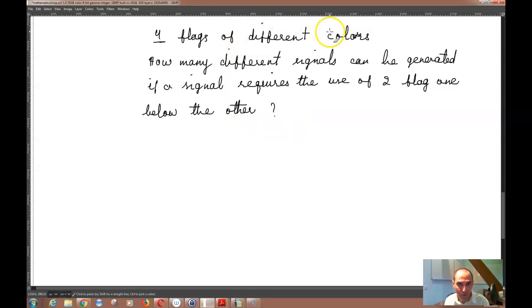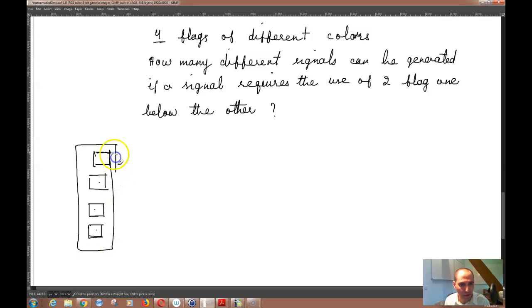So that means that, for example, let's say that you have four flags of different colors, you have all of these four flags over here, and let's say that this is one color, this is another color, this is another color, and this is another color. Using these four flags, you want to generate these signals, and these signals require that two of these flags are put one below the other. So you have some situation like this.